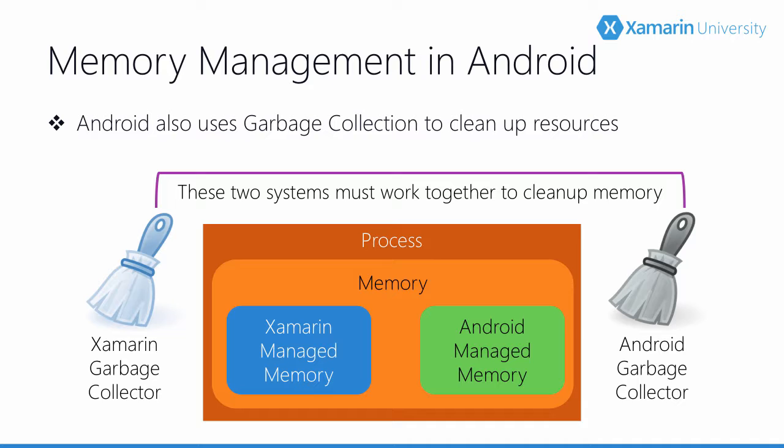Now, this means that we have added a little bit of complexity into our world, because now we're going to have two different garbage collectors actively trying to keep our app clean. And it means that these two collectors have to be synchronized, and they have to work together, or our application is going to have serious problems. So let's look at how this works from a Xamarin Android perspective.